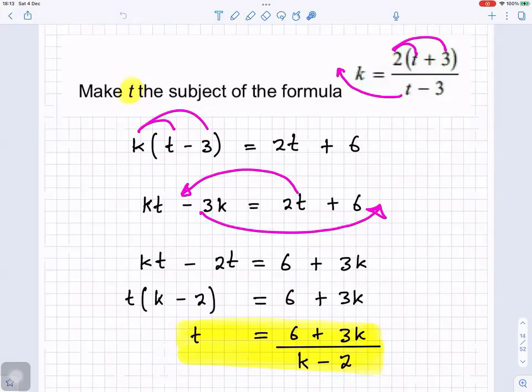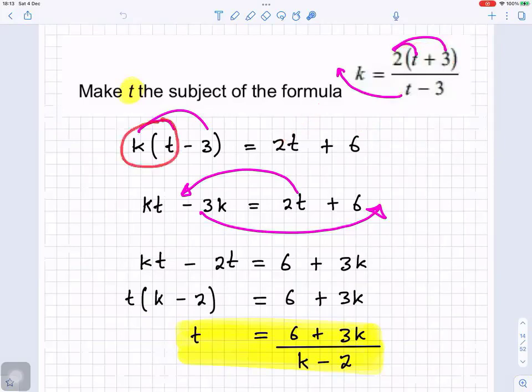What we want to do is make T the subject. So let's take the divide by T minus 3 on the right-hand side. We take it to the left. When you take it to the left, it becomes times T minus 3. So K times bracket T minus 3 equals 2T plus 6. Remove the bracket. 2 times T is 2T, and 2 times 3 is 6.